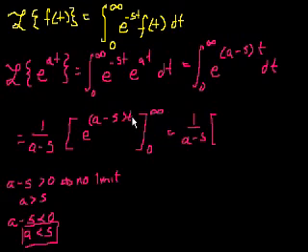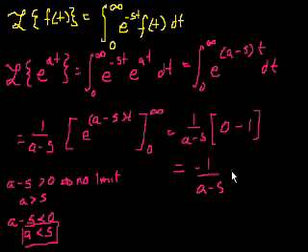E to the a minus s times t, where t approaches infinity, will be 0, minus this integral evaluated at 0. So when you evaluate this at 0, what happens? T equals 0, this whole thing becomes e to the 0, which is 1, and we are left with what? Minus 1 over a minus s, and that's just the same thing as 1 over s minus a.